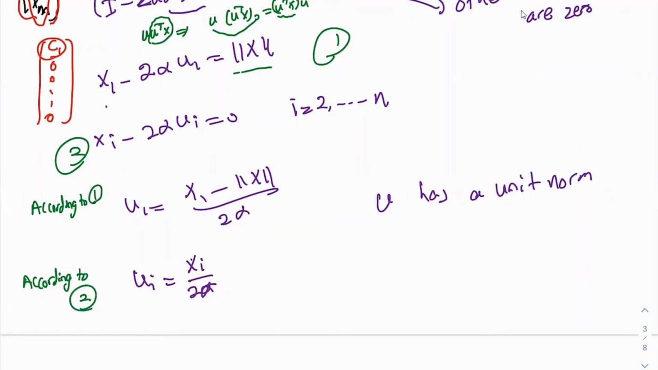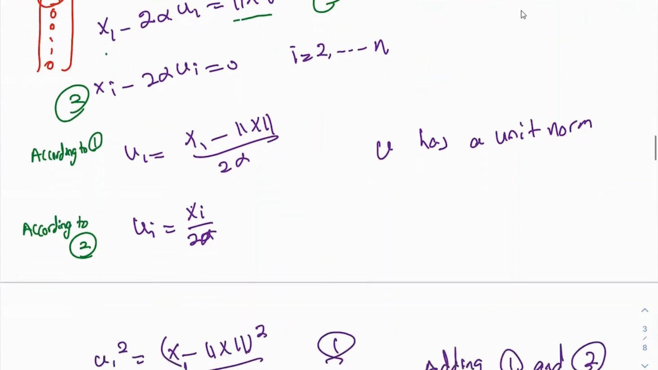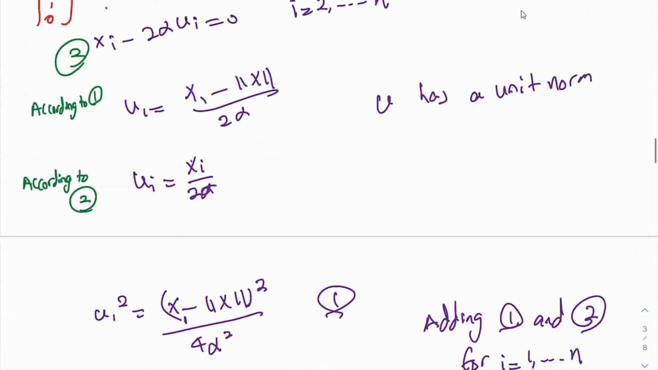We know that u has a unit norm. That's how we define u. u was a vector with a unit norm that was perpendicular to the hyperplane G, right? The hyperplane was the hyperplane that was acting as a mirror for this vector x. Okay, very good. So now let's see what we can do.